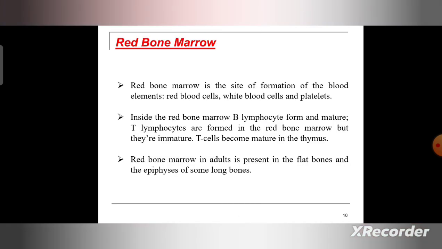Next is the red bone marrow. Red bone marrow is the site of the formation of the blood elements: RBCs, WBCs and platelets. Inside the red bone marrow, B lymphocytes form and mature. But T lymphocytes are also formed in the red bone marrow, but they are immature. To mature, they are transferred into the thymus. And the red bone marrow in the adult is present in the flat bones and the epiphyses of some long bones.